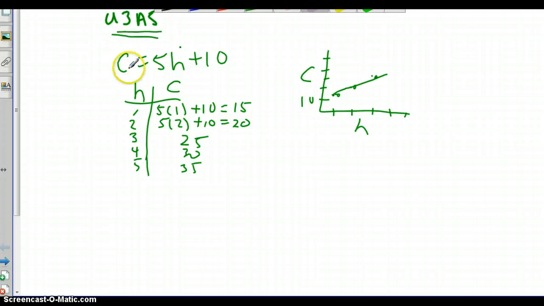So the first one says create a table of values with this equation. So here's your equation, 5h plus 10. You'll see here that h is where x usually is. It's on the right side of the equation, and on the left side I have c. So when I set up my table of values, h replaces x as my independent variable and c is my dependent. So you have something h here. I don't know what c is, but h, I figure out what h is.